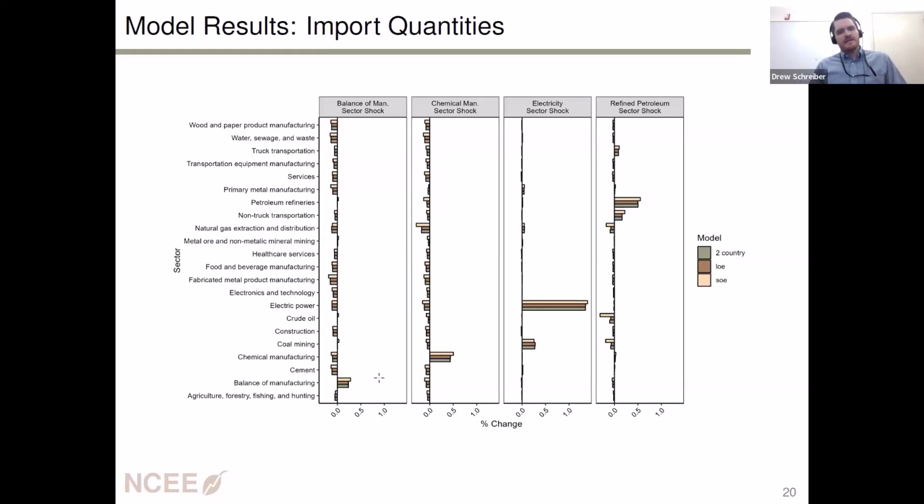On the import side of the trade market, we see that because the import supply elasticities are a lot larger than the export demand elasticities, the difference between the two country and LOE model relative to the SOE model is a lot less. Because the elasticities are so high, the import supply function is almost flat. And so in the quantity space, the differences are pretty negligible.